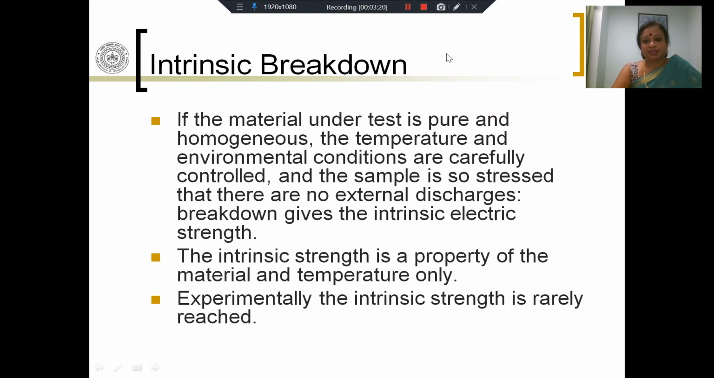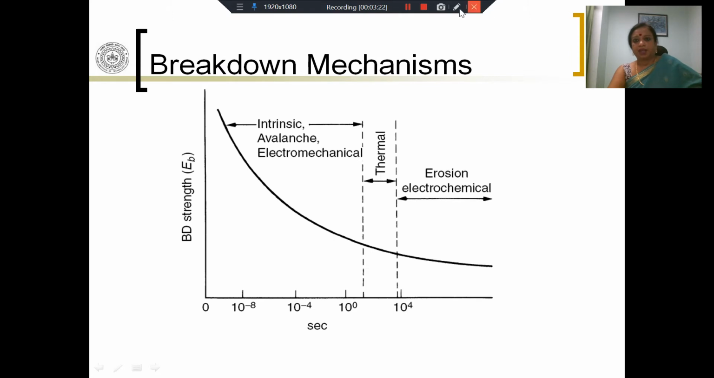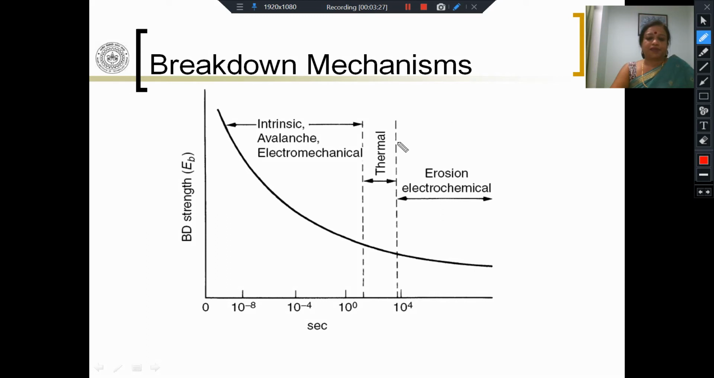And let us imagine that I have applied a particular field across a particular material. Let's say this is the field. Imagine that this curved line is exactly a straight line. So this particular stress that you have applied is much lower than its breakdown strength, so you don't have a problem.